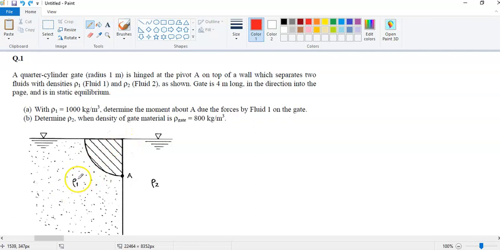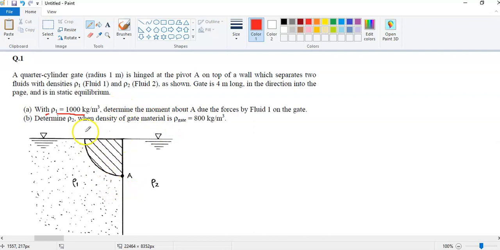It separates two fluids with densities ρ1 and ρ2. The gate is 4 meter long. This is the free surface, and it is in static equilibrium. The first question is, when the density is given like 1000, we need to calculate the moment about A. So we need to calculate the moment by the force of fluid 1 on the gate. This is the first question.